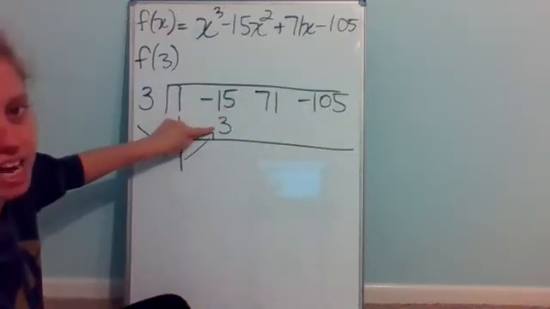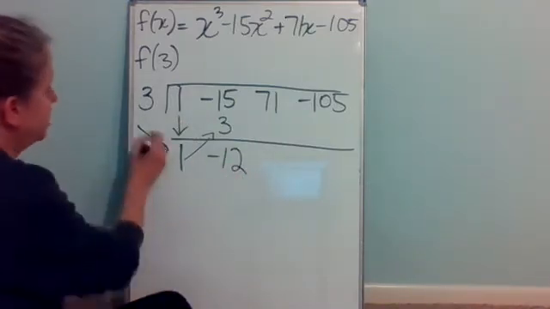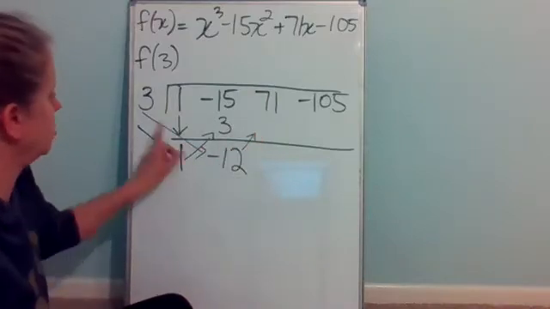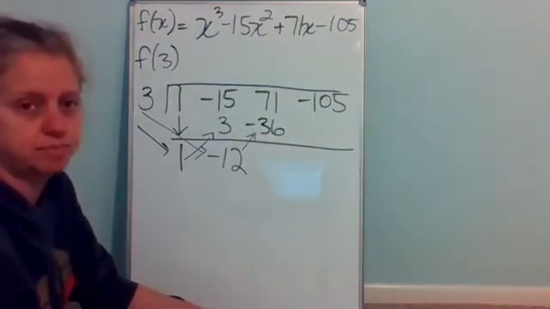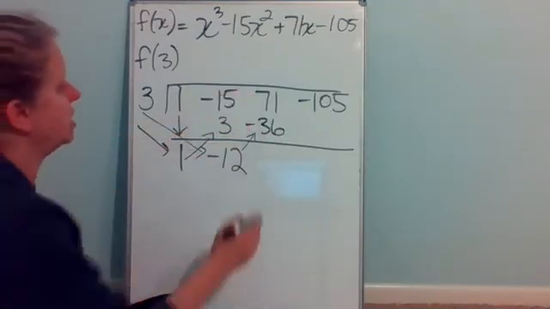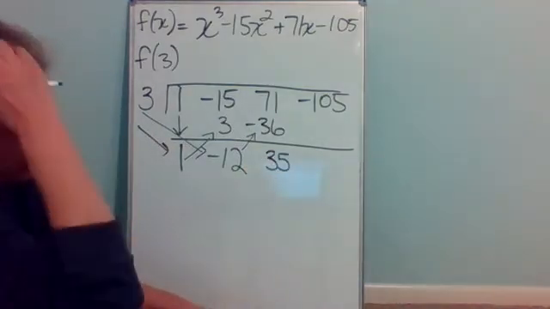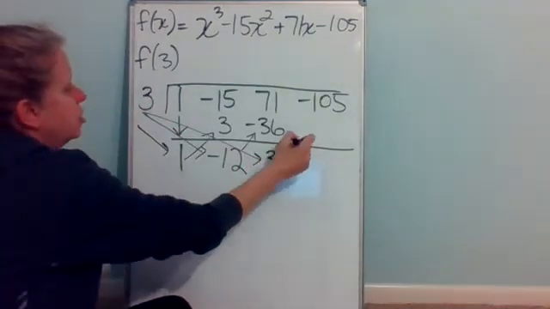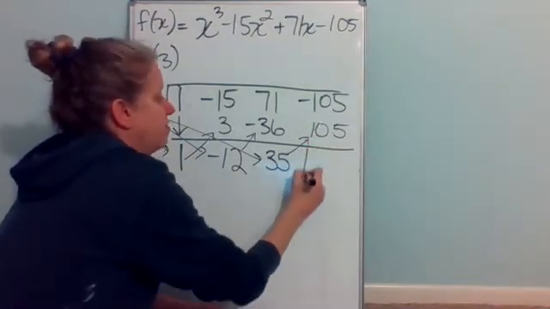So negative 15 and 3 gives me negative 12. Then start over: 3 times negative 12. Again, you put your answer under there. So 3 times negative 12 gives me negative 36. Then add that straight down: 71 and negative 36 gives me 35. When I multiply 3 times 35, you put your answer there. So 3 times 35 is positive 105.